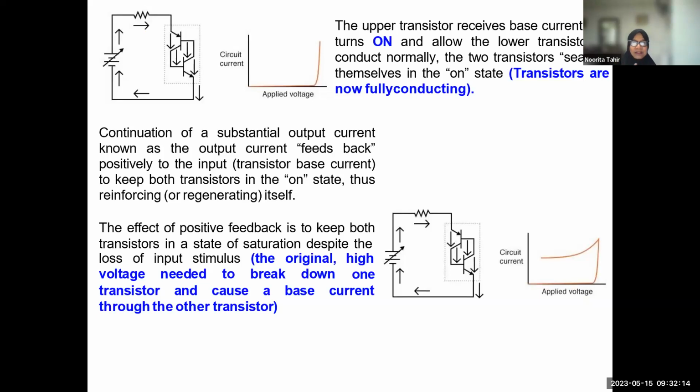So the upper transistor receives the base current and turns on, dia mula activate, and then it allows the lower transistor to conduct normally. Okay, the two transistors seal themselves to the on stage, and after that both transistors are fully conducting.